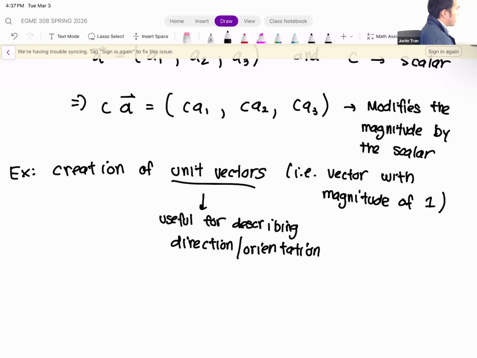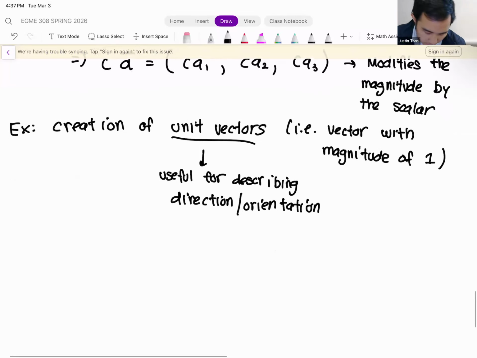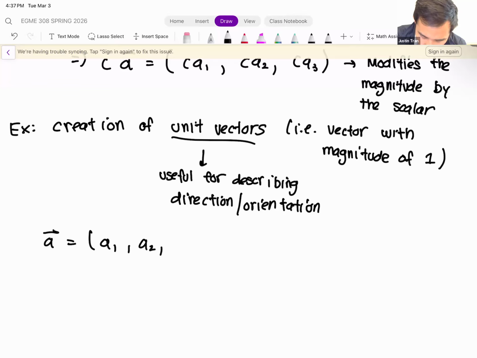All right, so how do we make a unit vector? The way we make a unit vector is we scale it by the original length of the vector. Okay, so let's say we have some vector, vector A, which is A1, A2, A3, where our vector A here may not necessarily be a unit vector. We'll say it's just an arbitrary vector.